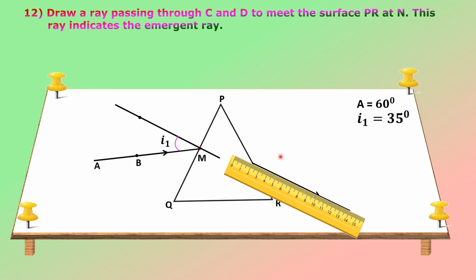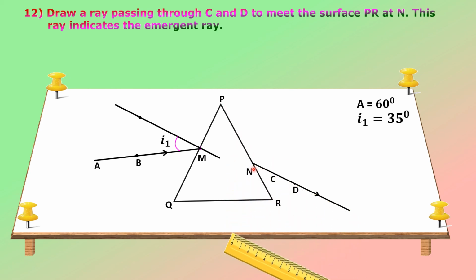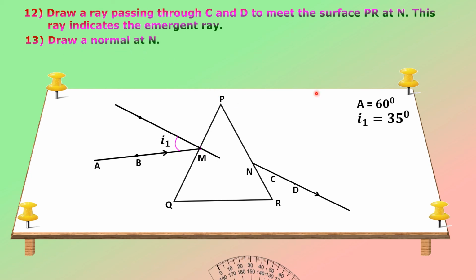Later we have to draw the normal to PR at N here. We have to draw a normal at N, and the angle between this normal and this emergent ray gives the angle of emergence that we are going to find out later. First, let us draw the normal at N to the surface PR. Draw a normal at N. Okay, let us draw it.